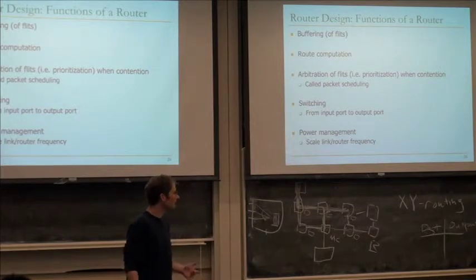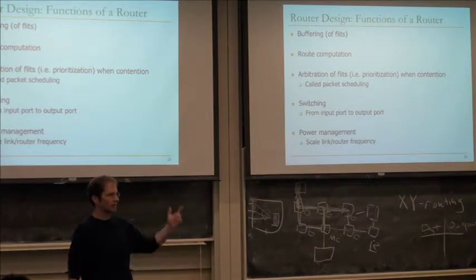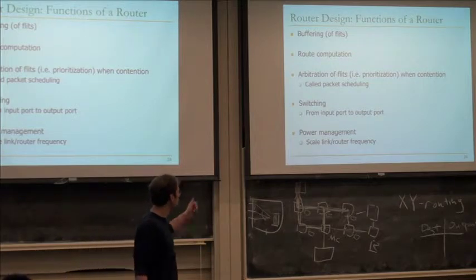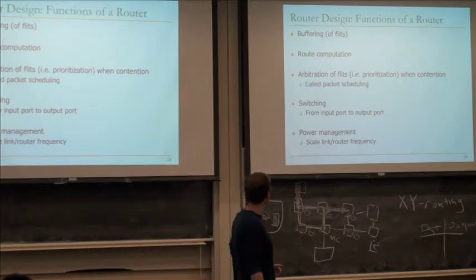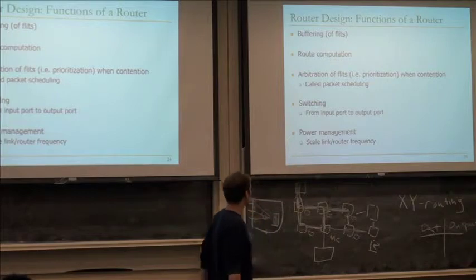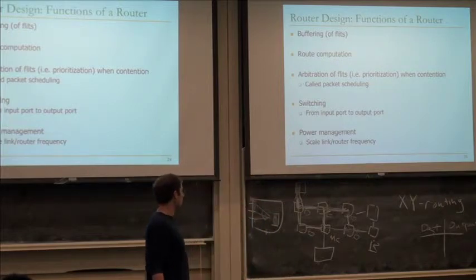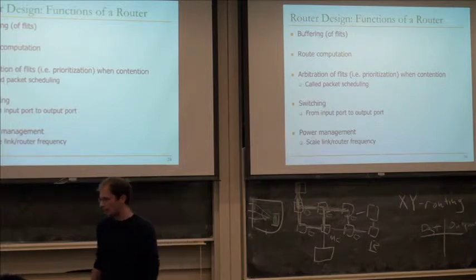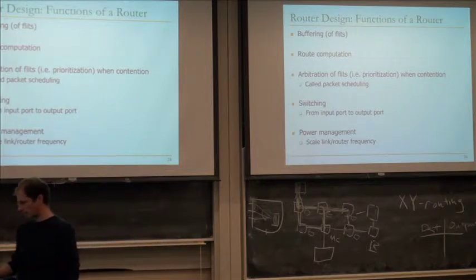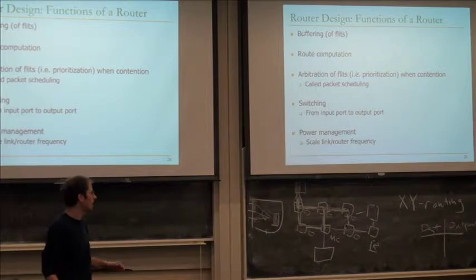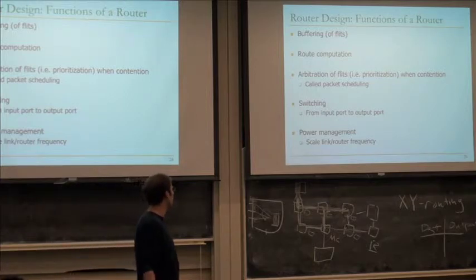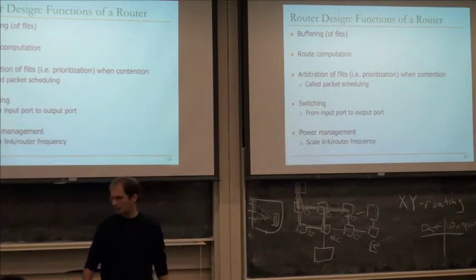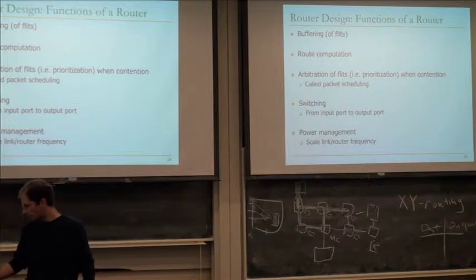And then once you decide that the flit or the packet can move on to the next hop, you have switching, so that's the crossbar. And then there are some other aspects you can think about. For example, if you want to be energy efficient, you could do something like scaling link and router frequency. But that's sort of orthogonal to the rest of these. Well, I guess not quite. If you turn off a link, that matters. But I won't talk about that too much in this talk.